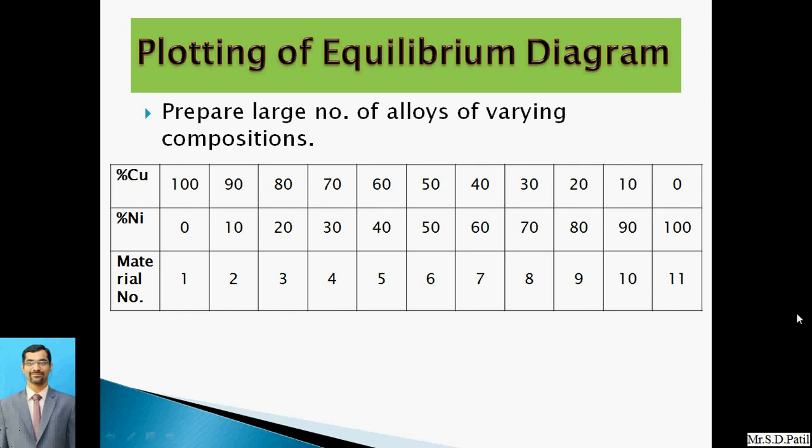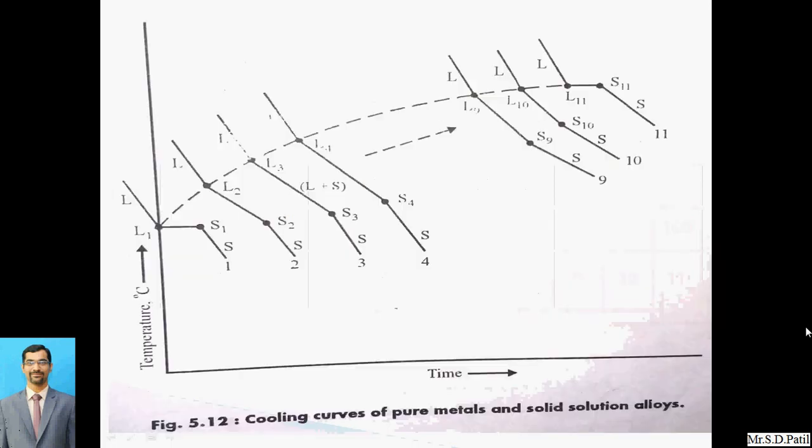equilibrium diagram. Now the next step: these are the cooling curves we have drawn for those 11 materials. Here are material number 1, 2, 3, 4, and likewise material number 9, 10 and 11. You should go through the lecture on cooling curves again. Here we are plotting the cooling curve, that is temperature versus time. This is one part of the cooling curve, temperature versus time. So these are the cooling curves for pure metal and solid solution alloys.